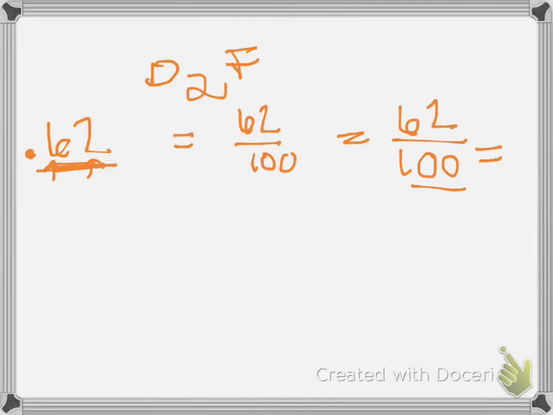Now I can reduce this. If I don't know what to do, I can start with 2. Okay, well, they're both even numbers. I can divide these both by 2. So if I divide these by 2, I have 31 over 50. That's my answer, 31 over 50.